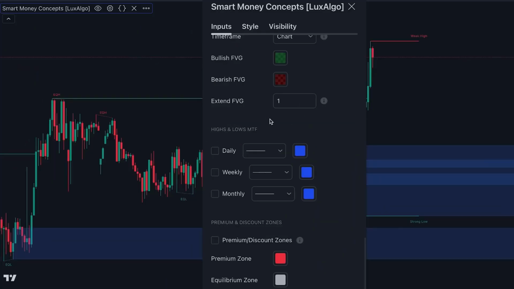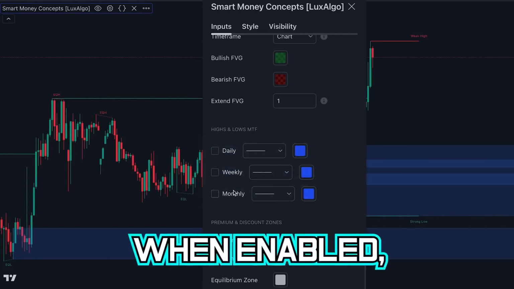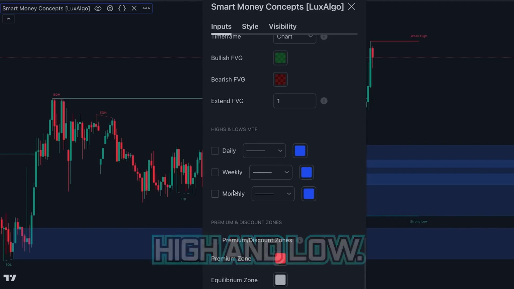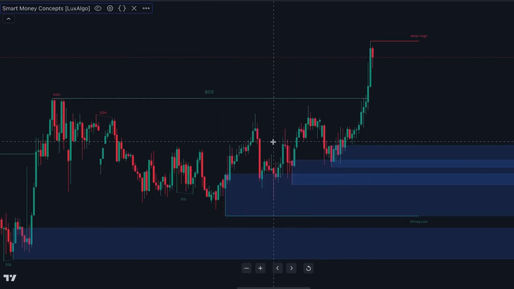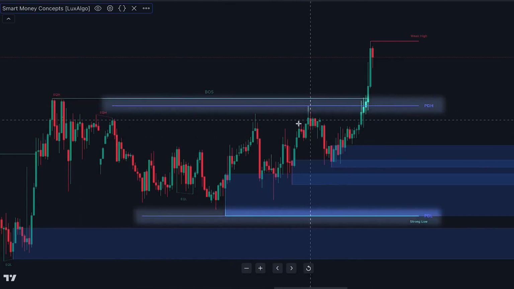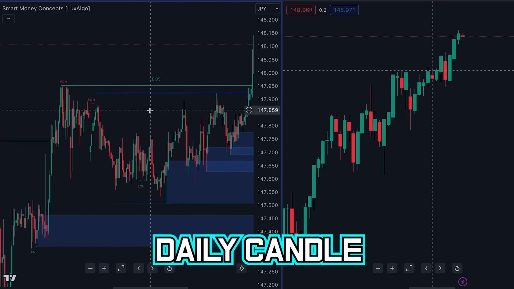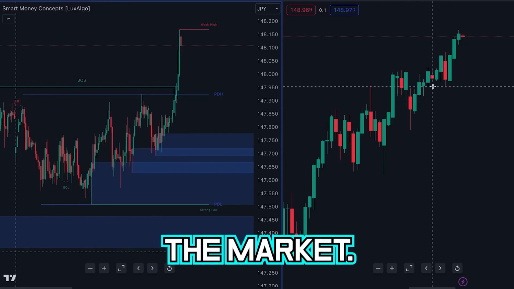Next, we can enable or disable highs and lows of daily, weekly, or monthly candles. When enabled, these blue lines will appear showing the candles high and low. Let's say we enable the daily candles high and low. You will notice that the high and low of the daily candle is now plotted regardless of what time frame we are on. Having this information along with knowing if the daily candle is bullish or bearish can help us understand the current trend of the market.